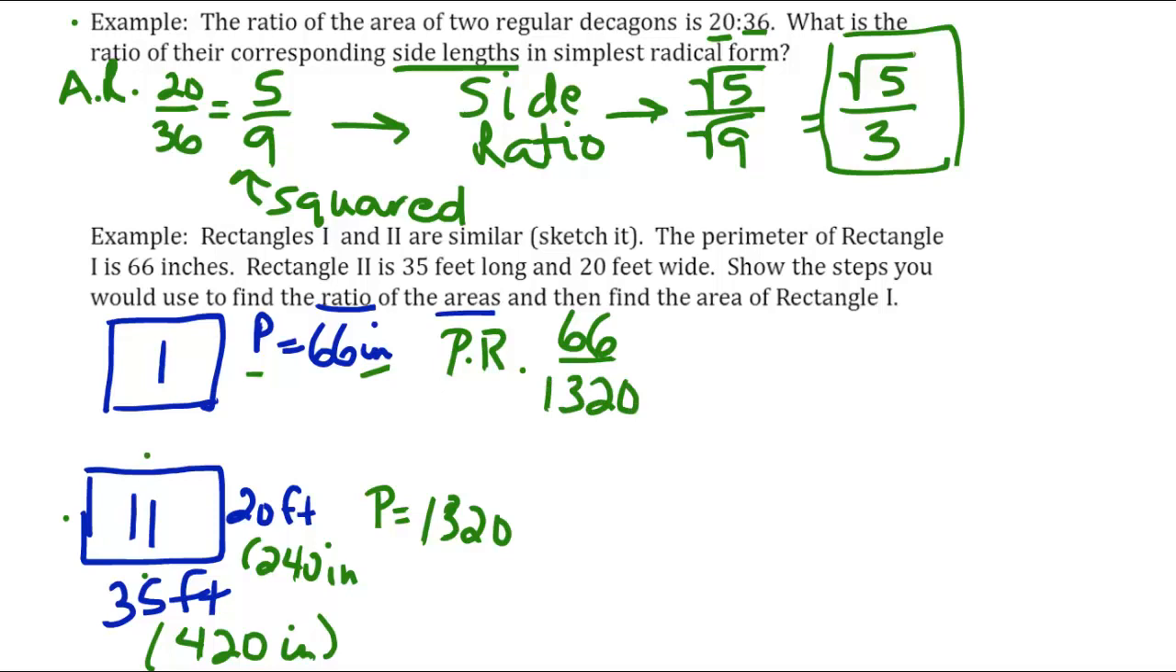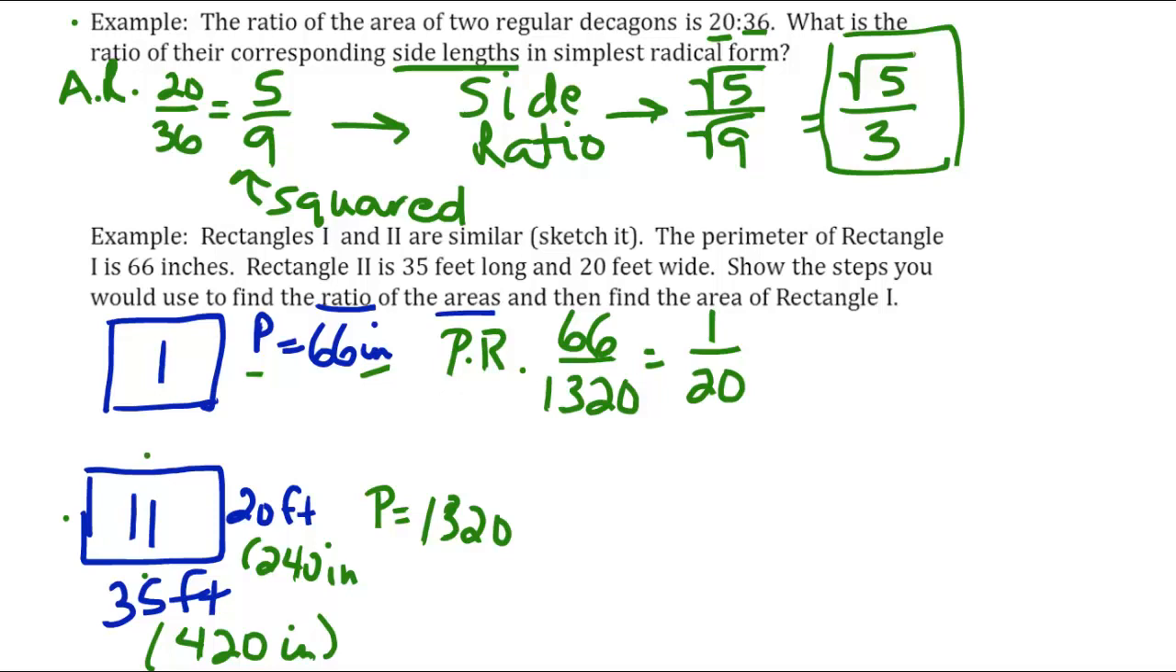Now, if you're not sure what that will reduce to, you guys have calculators. So we're going to put 66 divided by 1320 into the calculator, hit the math button, enter, enter, and that'll give you this fraction in lowest form. And that fraction in lowest terms is 1 over 20. So that is the perimeter ratio, which is also the ratio of the sides.